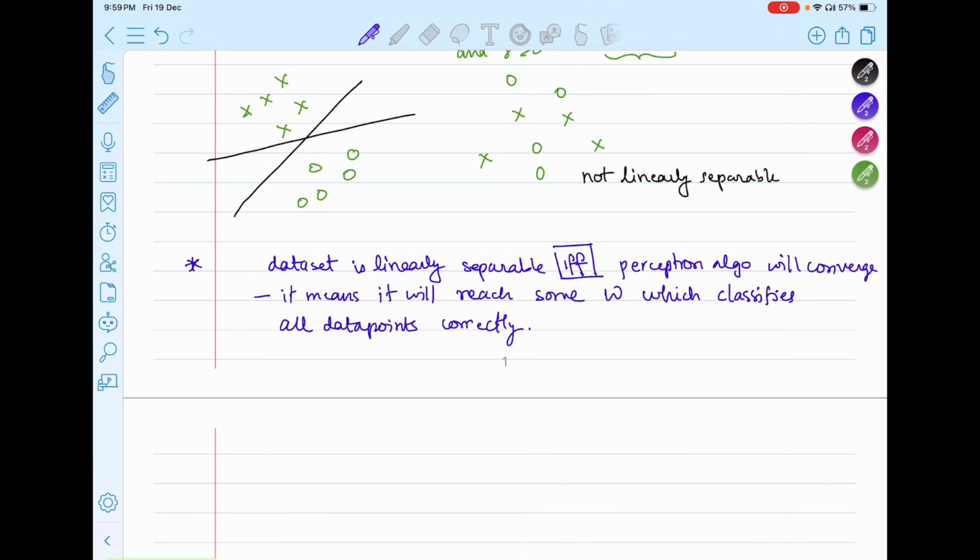What I mean by if and only if is that if the dataset is linearly separable, then the perceptron algorithm will converge. And if it is not linearly separable, then it will never converge. That means it will go on running. Okay, that is what I mean by if and only if.